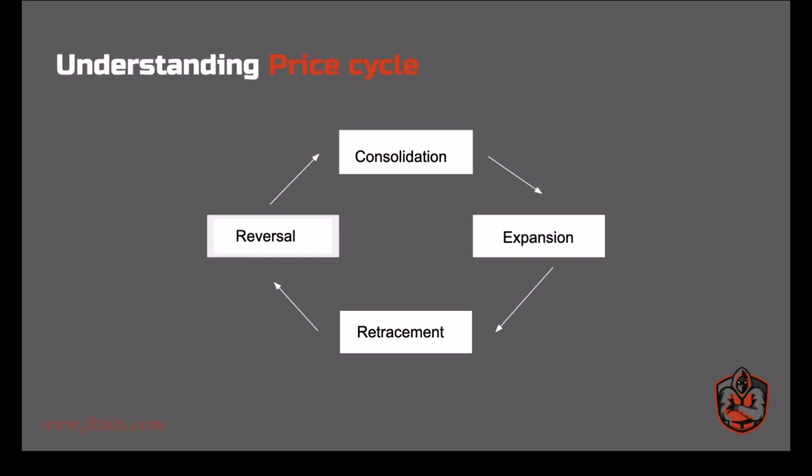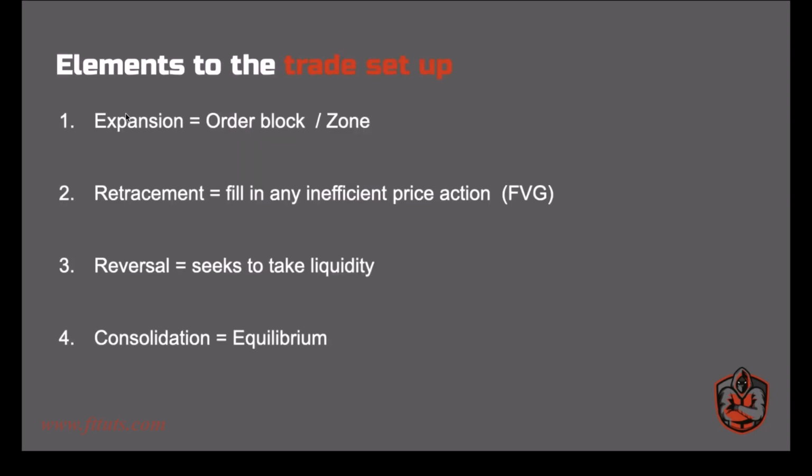Okay, now once you guys drew that out, I would like you guys to note down these bullet points, and the way I'll be explaining it all in order. And these are the 4 points I'd like you guys to write down, the elements of the trade setup. When there's an expansion, you'll notice an order block or a zone is left behind. When price is retracing, it is usually retracing to fill in any inefficient price action, and when price reverses, it usually seeks to take out any liquidity, right? And then consolidation, just write equilibrium. That's not really that important, but these are the 3 most important points I want you guys to note down.